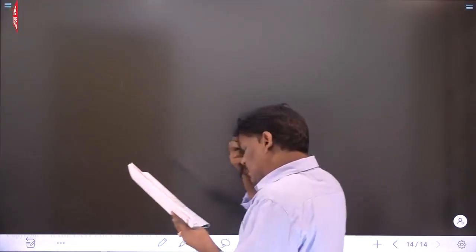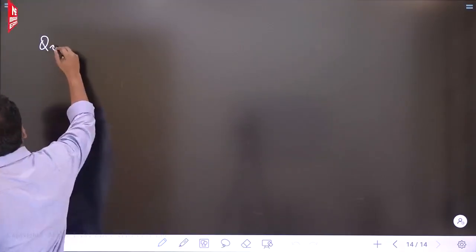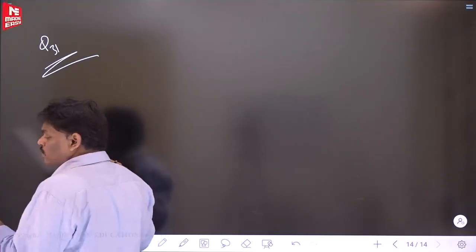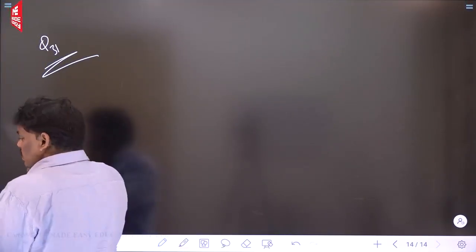Yeah, go to the question number 31. One recurrence relation is given. They are asking if we solve this one. Question number 31. One recursive program is given. They are asking what is the time complexity.